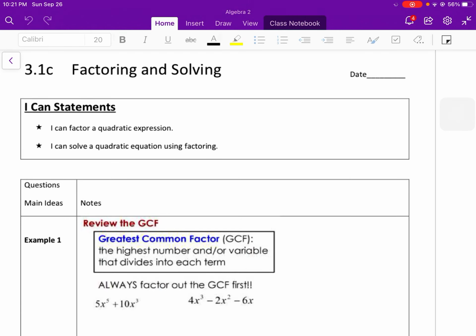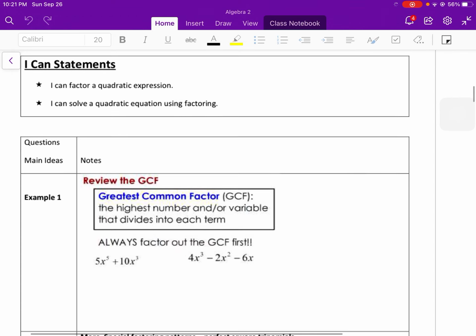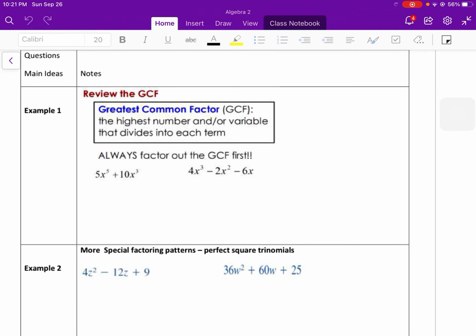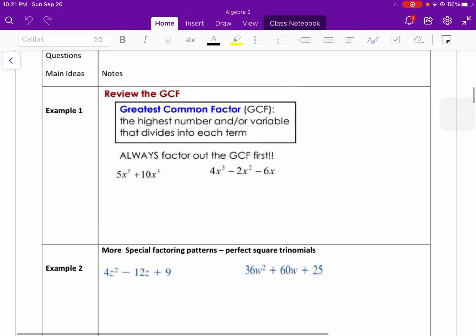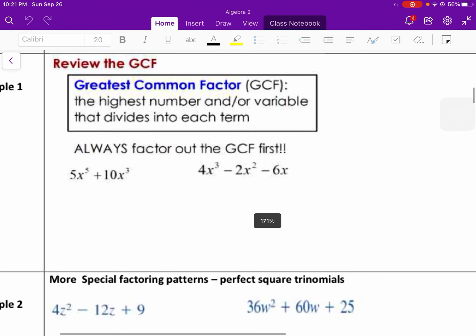Hey class, now that we are experts on factoring quadratics, we are going to use factoring to solve quadratic equations. So remember, to solve, we want to find the value of the variable that makes the equation true. So we're going to use factoring and solving. Let's start with a little review. We're going to review the greatest common factor.